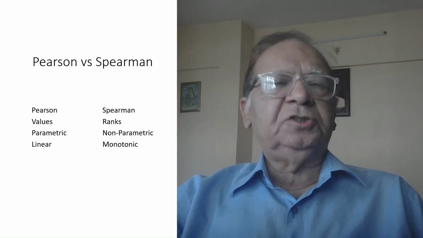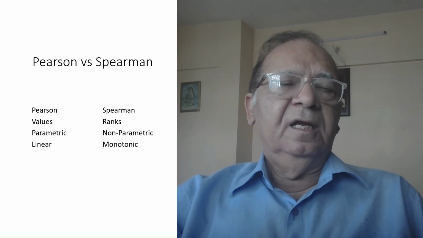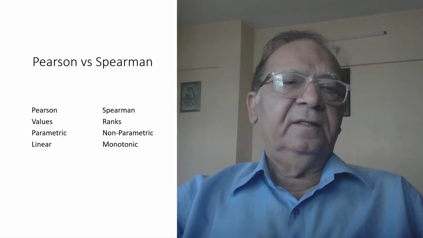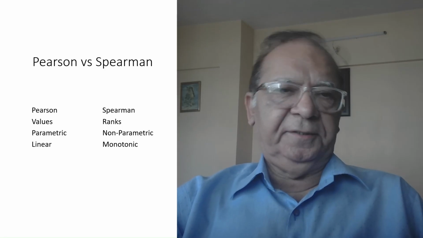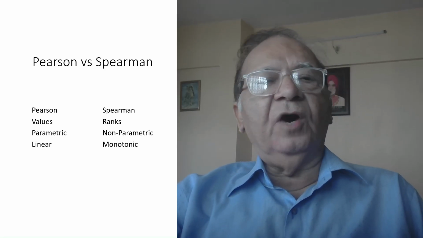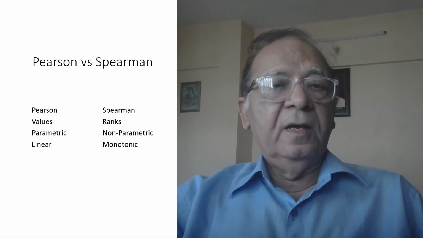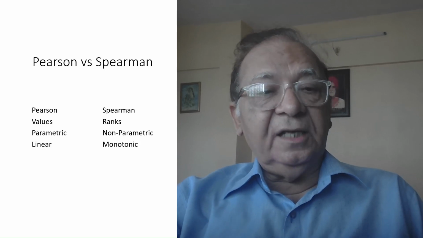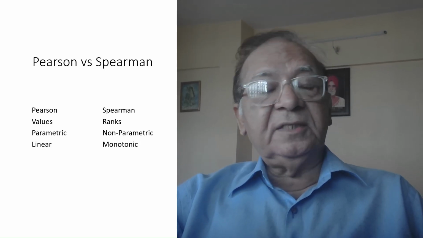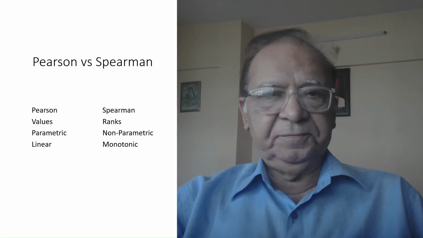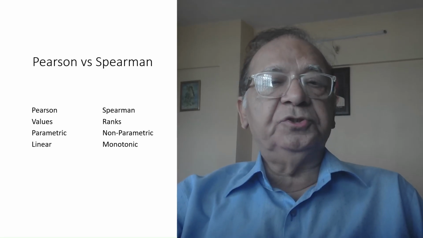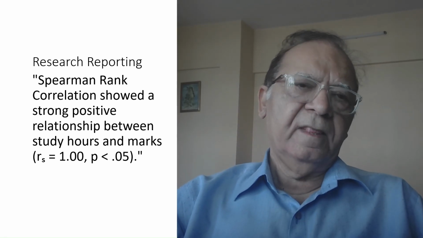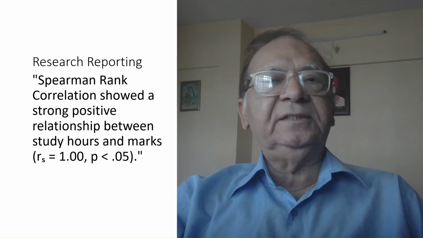After seeing both SPSS and Python, now we have to compare Pearson's and Spearman. This comparison is extremely important. Pearson works with actual values. Spearman works with ranks. Pearson measures linear relationship. Spearman measures monotonic relationship. This is how you should report the results in a thesis, dissertation or research paper. Always report both the coefficient and the p-value.